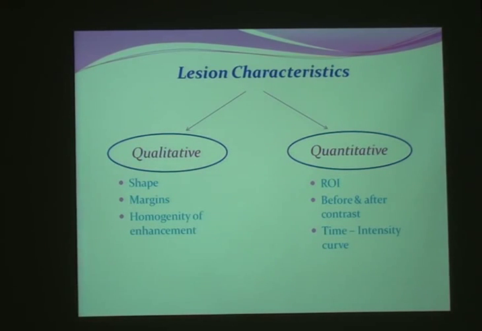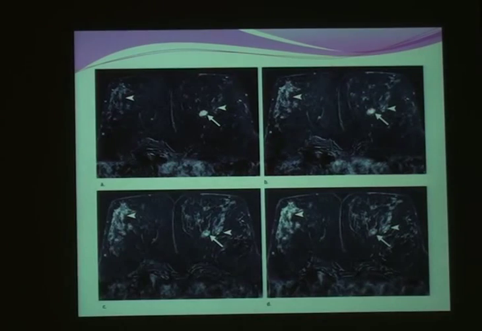MRI also has BI-RADS classifications, and first of all, we depend on the morphology. So we characterize the lesions qualitatively, as we said, and quantitatively. That's how we put the region of interest on the lesion we need, and then from the before and after contrast images, we get our time intensity curves.